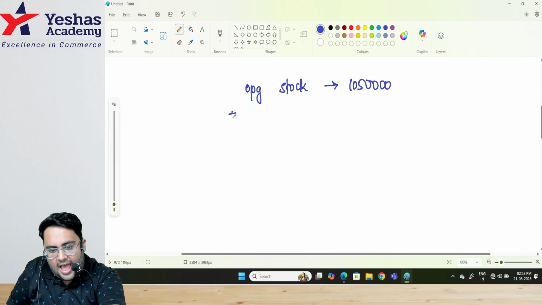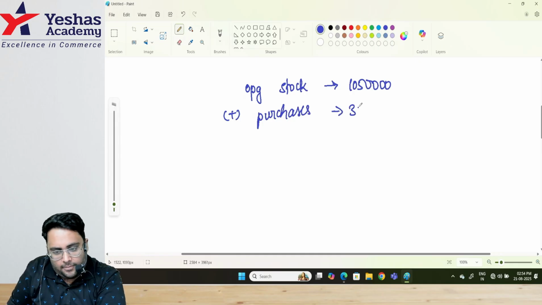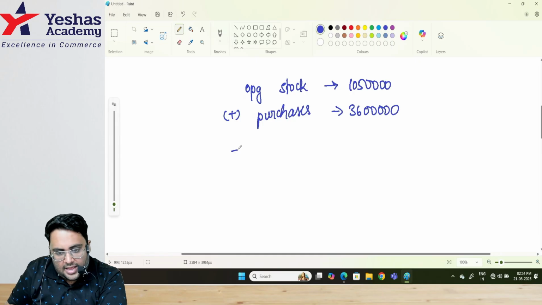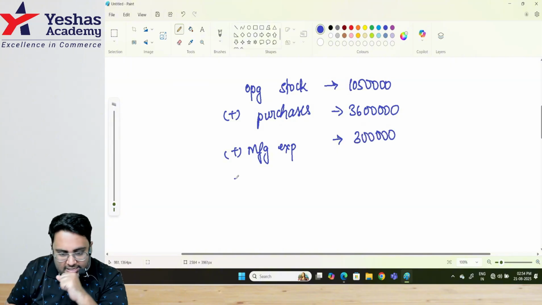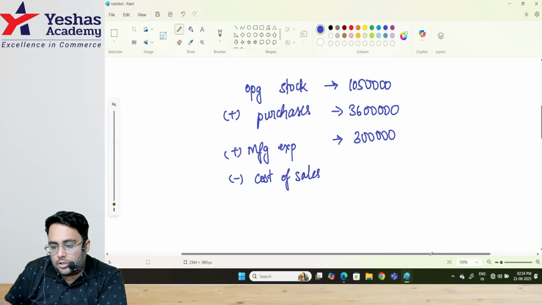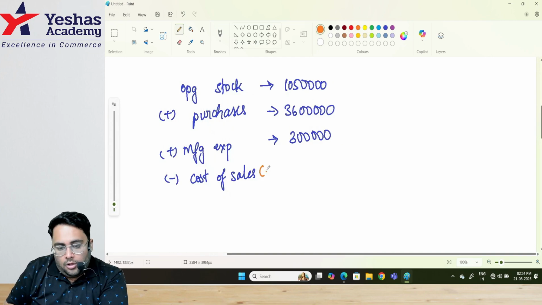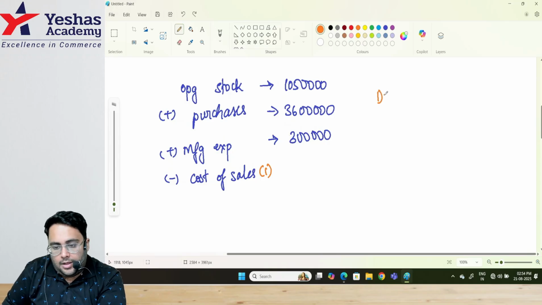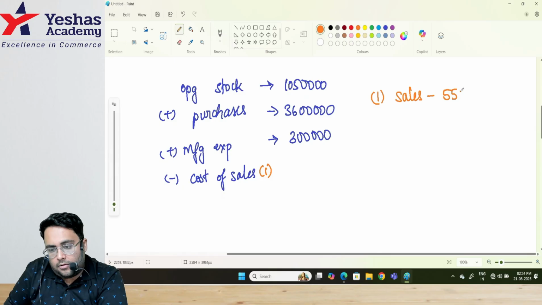10,50,000. To this, add purchases. How much is purchases? 36 lakh. To this, add manufacturing expenses. How much manufacturing expenses? 3 lakh. Less, what should I do? Less cost of sales. Let us try to find out cost of sales as a separate working note. Working note number 1. How much is sales? Total sales is how much? 55 lakh.